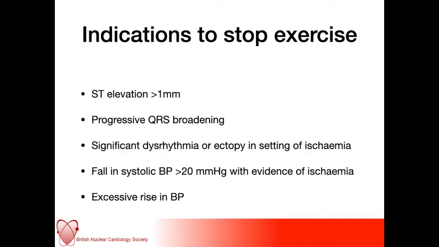The patient would perform the modified Bruce protocol, and if there's ST elevation, progressive QRS broadening, or dysrhythmia, then you would stop the exercise test. Similarly, a fall in systolic blood pressure, 20 millimetres of mercury, or an excessive rise in that blood pressure, stop the exercise test. However, many patients can't exercise.